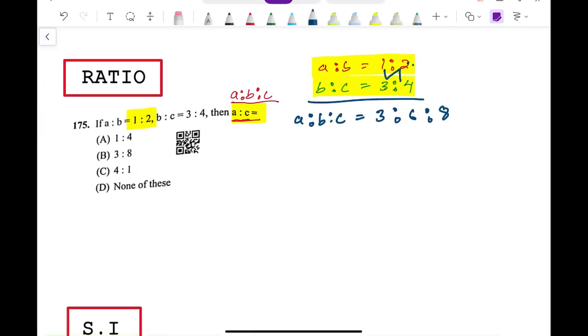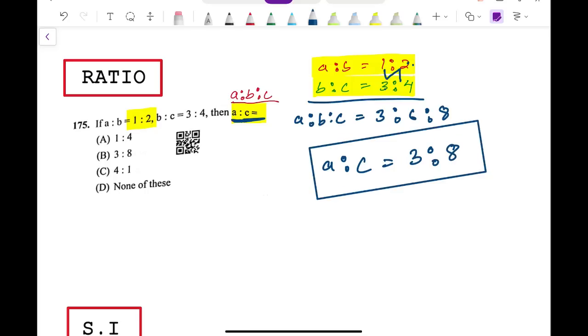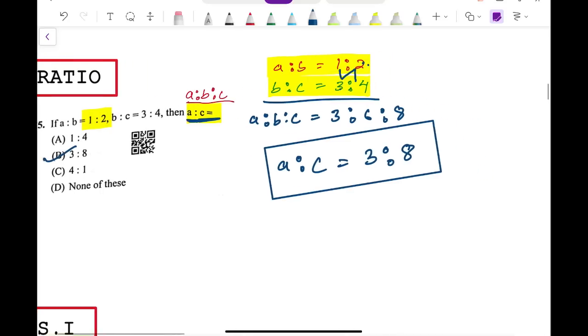But remember, in this question you are asked to find only A is to C. What is A here? A here is 3. What is C here? C here is 8. So 3 is to 8 here. That's the answer. Or the other approach can also be this way.